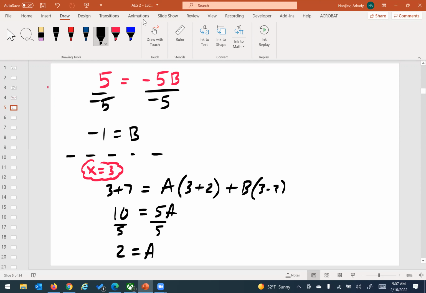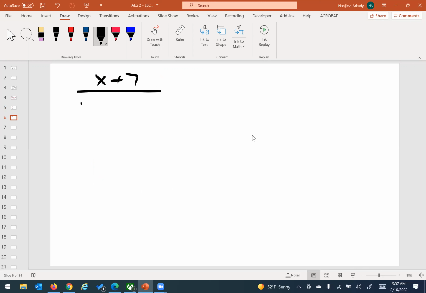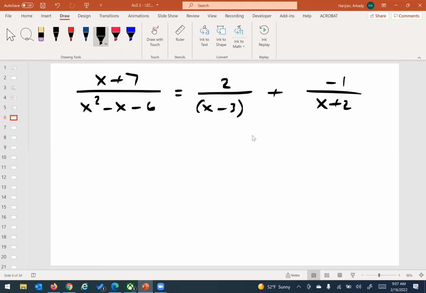I have decomposed this fraction from x plus 7 over x squared minus x minus 6. And now the answer is x minus 3 over 2 and x plus 2 over -1. Are we good? Again, just application of this stuff. Does it get complicated? Yes. Does it get to the point that we need 3 equations and 3 unknowns and we're trying to figure things out? Yes, we're going to get there.